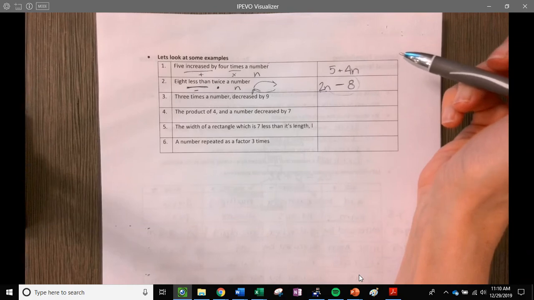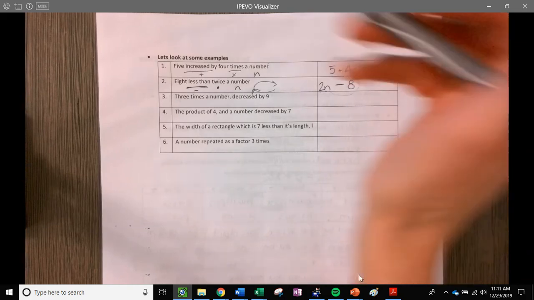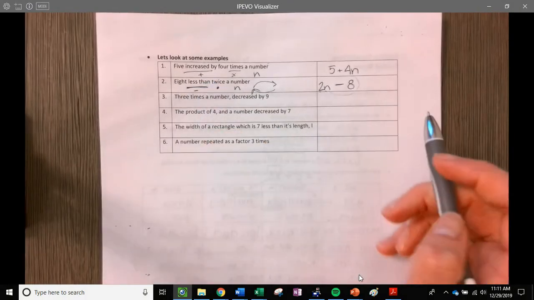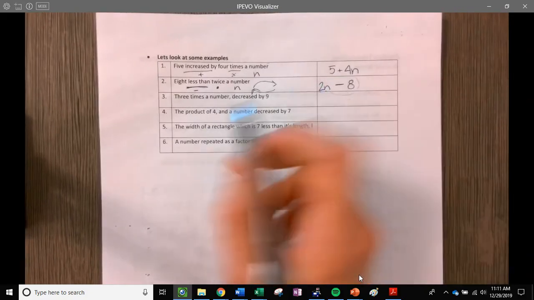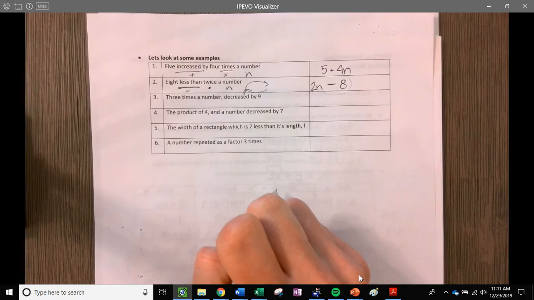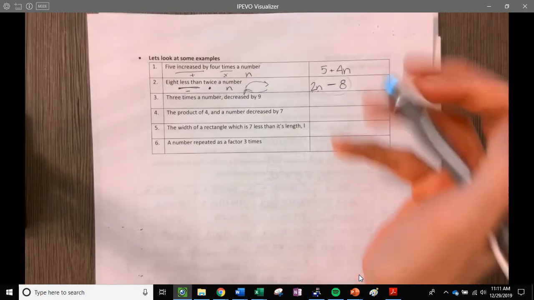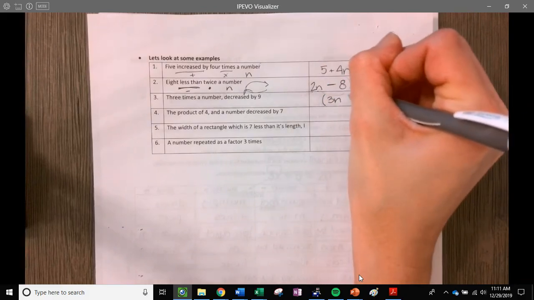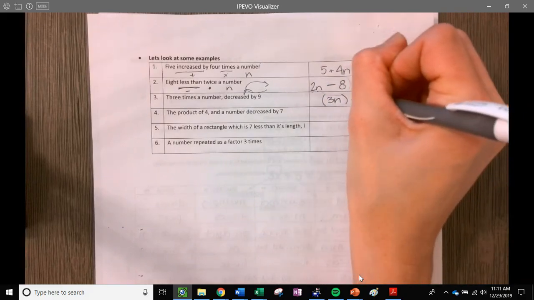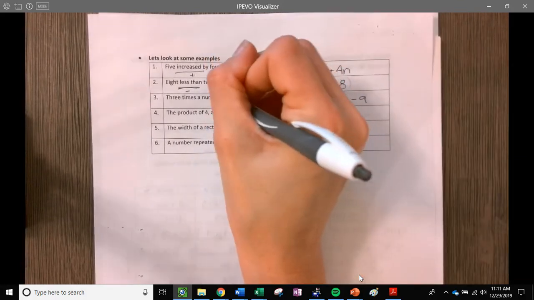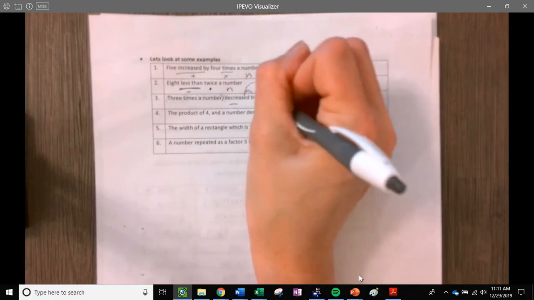All right? I know that's a weird thing to wrap your brain around, but you just have to remember when you see less than, switch it. Whatever's in front of less than goes in the back. Whatever's behind less than goes in the front. Okay? 3 times a number, comma, decreased by 9. So that means we've got 3 times our number decreased by 9, minus 9. This is minus. And we've got a comma there, so we're grouping those things together.